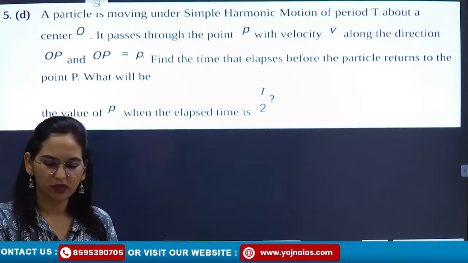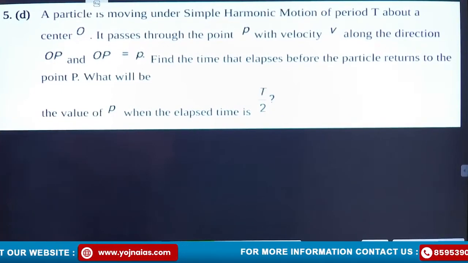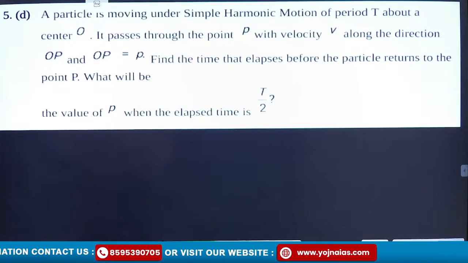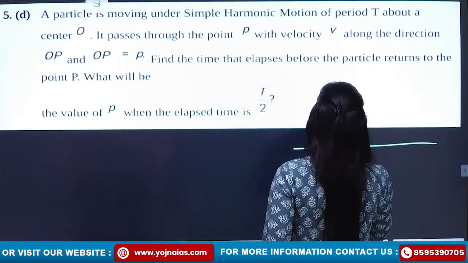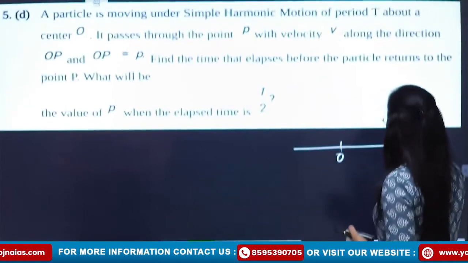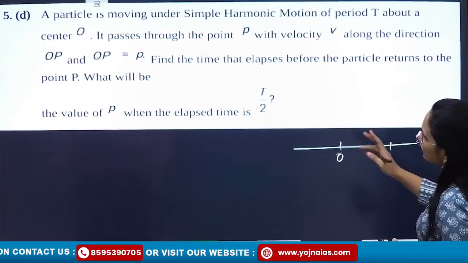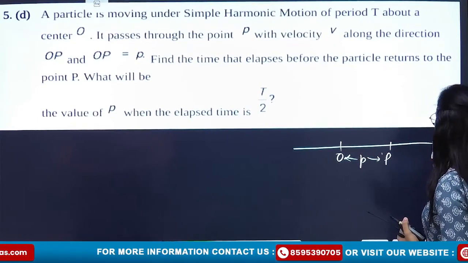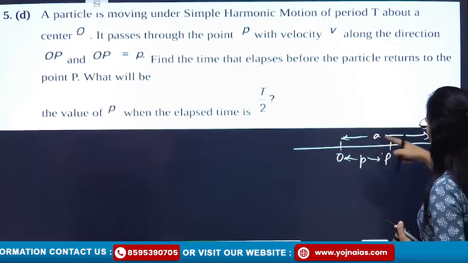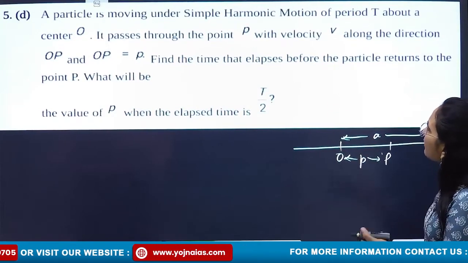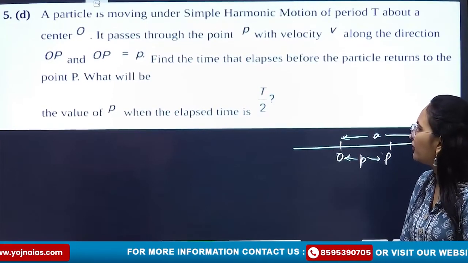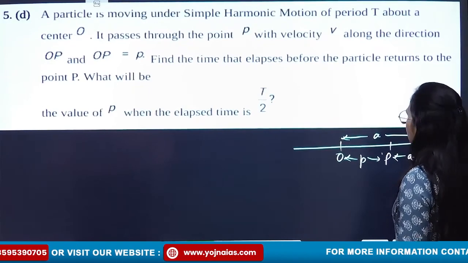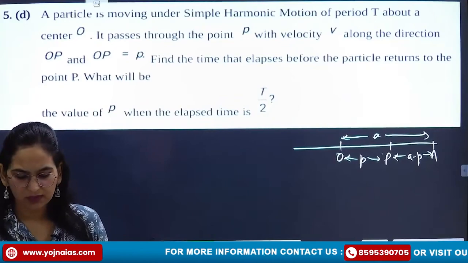This is from simple harmonic motion. They are saying a particle is moving under simple harmonic motion about center O, passes through point P, with velocity along the direction OP. The amplitude is A, and find the time that elapses for the particle. What will be the value when the elapsed time is asked? Now what is this? It is A. Now you will find out the point.